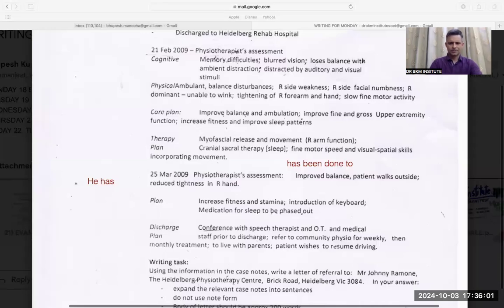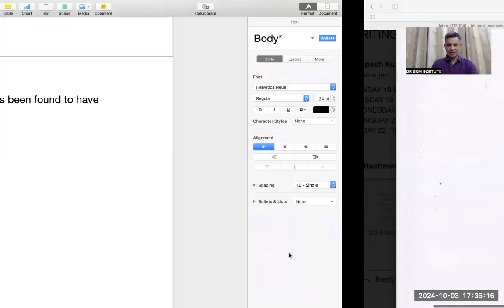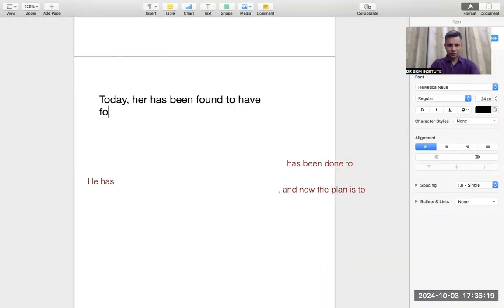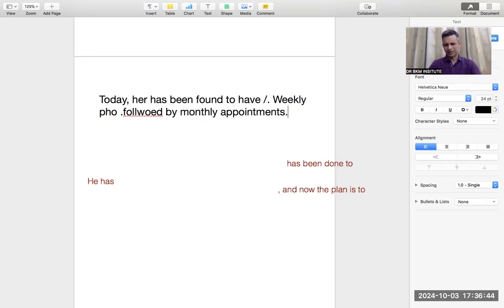And now the plan is to, simple, no complexity. And now the plan is to improve or increase fitness and stamina. Therefore, he is being referred under your expertise for weekly physiotherapy followed by. But again, physiotherapy is fine. Why say followed by monthly visits? But you can also say followed by monthly appointments. If you want to write, there is no problem because ultimately the physio will decide what is required. So followed by monthly appointments.